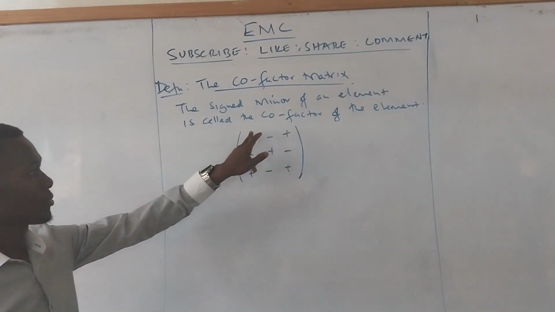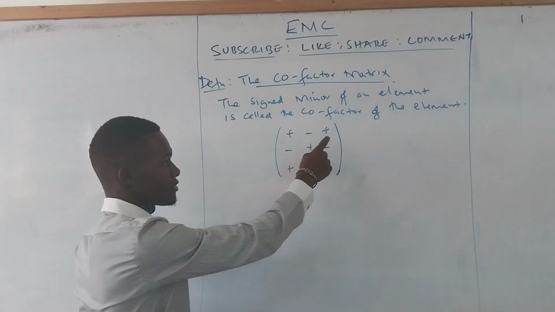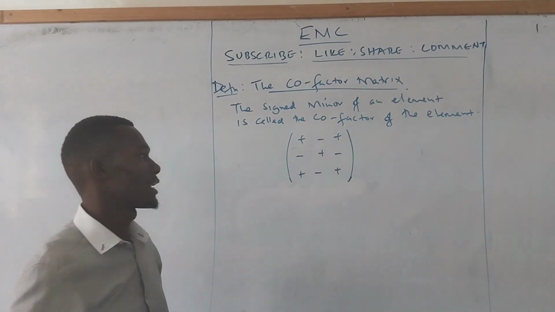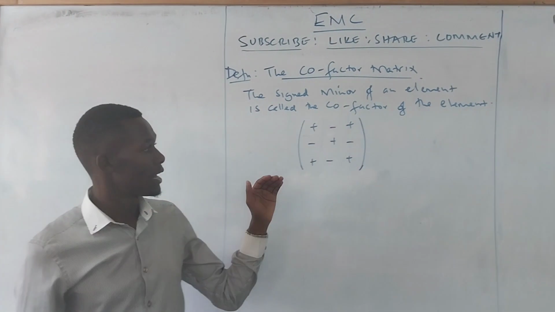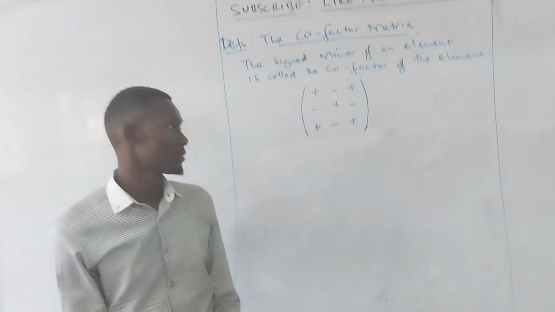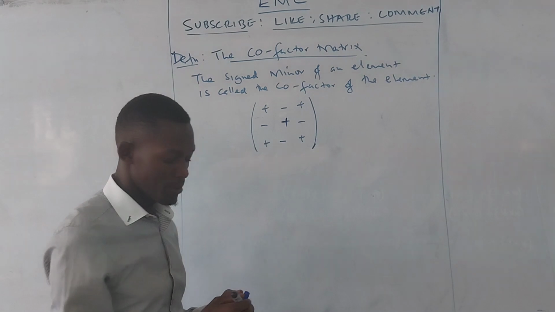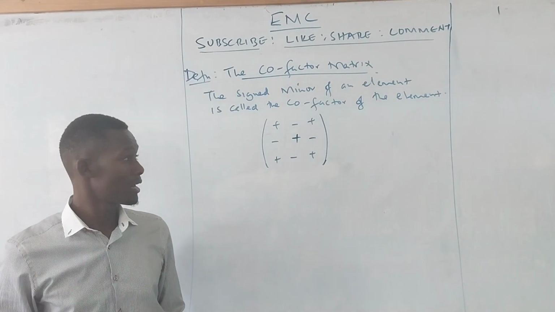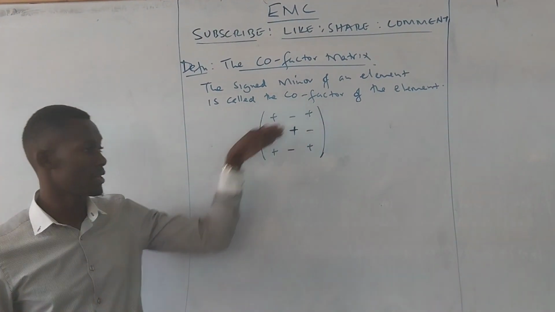It appears where the first term is always positive. The second term, negative, positive, negative, positive, negative, positive, negative, positive. So a negative and a negative should not follow each other when you are writing the cofactor matrix. A positive and a positive again should not follow each other, but you should just know the simplest way to even write it. The main diagonal is always positive. All the elements in the main diagonal are always positive, and also the other diagonal.